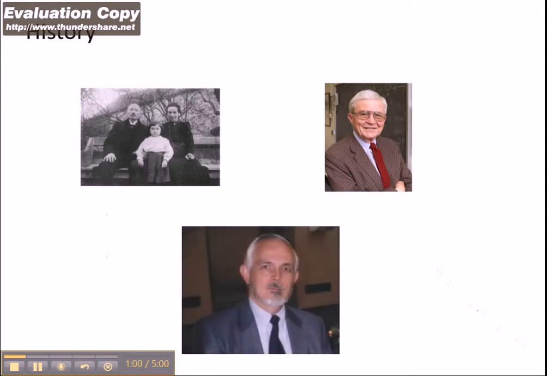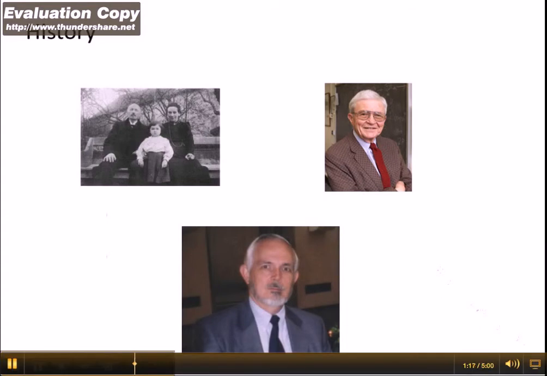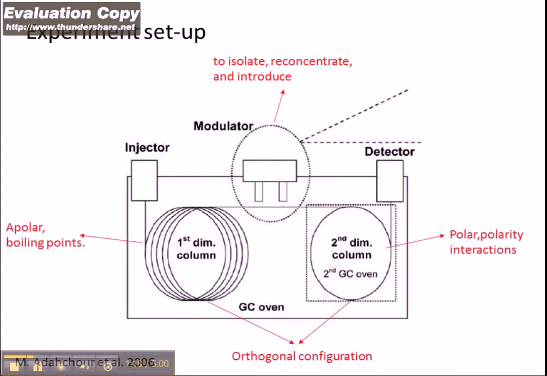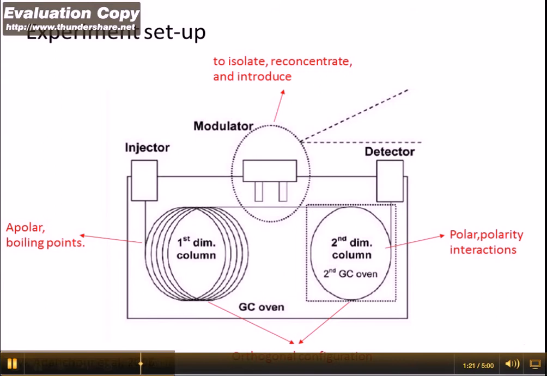And about 20 years ago, this guy invented the two-dimensional GC. That means we use two columns to separate the compounds in very complex samples. That greatly increases the sensitivity of the analysis. Here is the typical experiment setup.